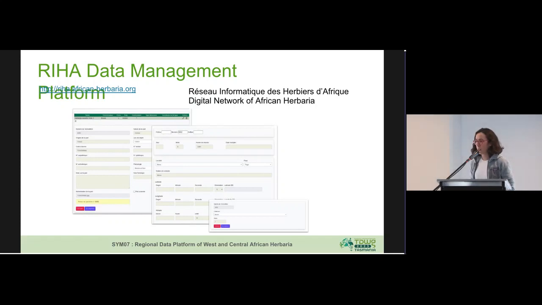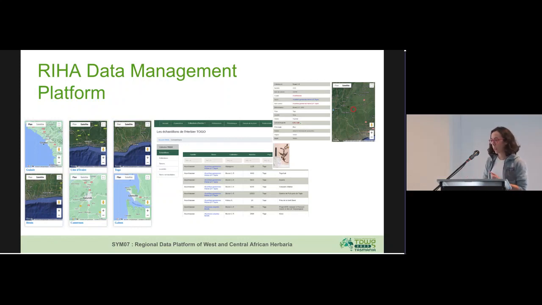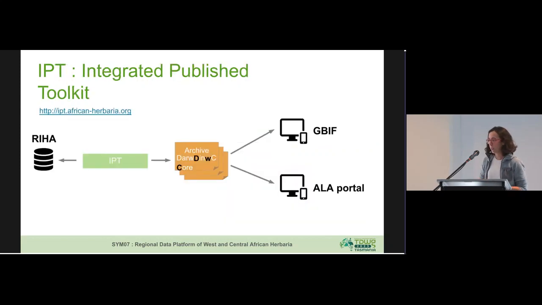So the first tool is RIA, which stands for Réseau Informatique des Herbiers d'Afrique, which means Digital Network of African Herbaria. It has been developed by Hervé Chevillotte from IRD France. RIA is a data management application built for herbarium data, allowing Herbarium Data Managers to enter or modify their specimen data or referential data. So each member has an account to connect to the platform and has its own database on it. And there are also public web pages to display this data on this platform.